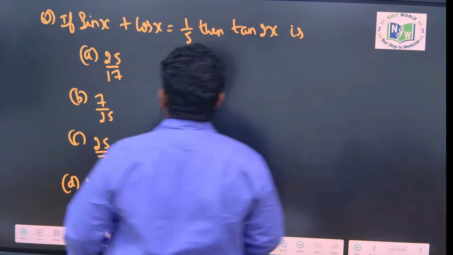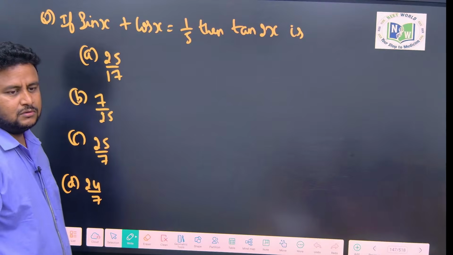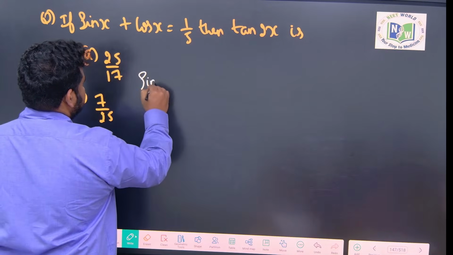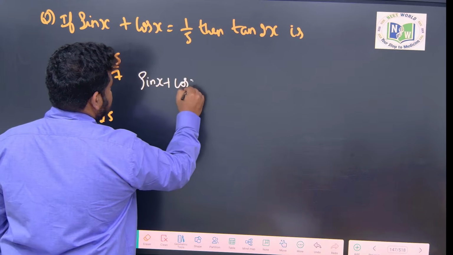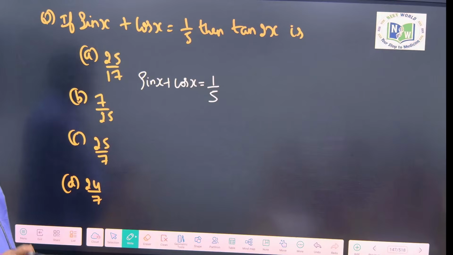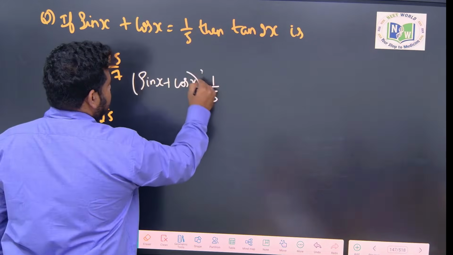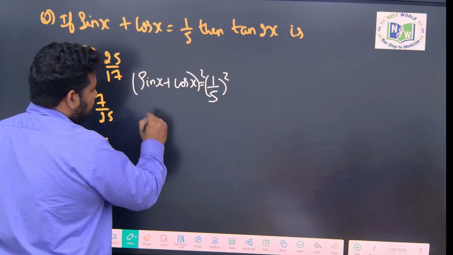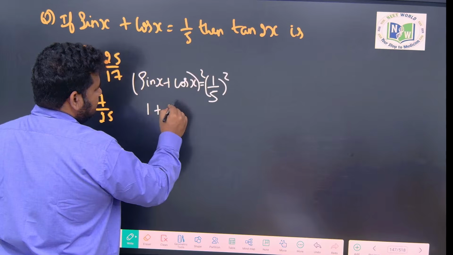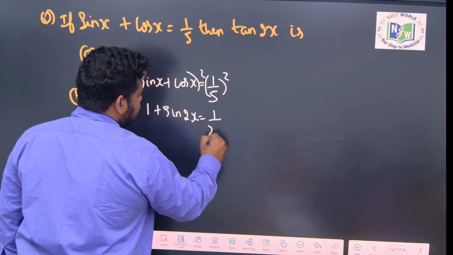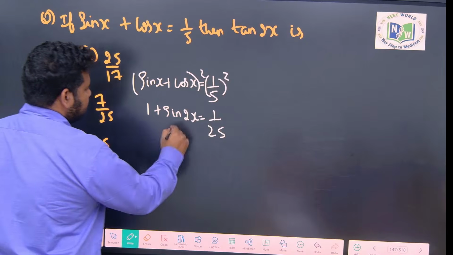Now they are given sin x plus cos x is equal to 1 by 5. They are asking tan 2x. For such types of questions, what you should do? Square on both sides. If I square both sides, it will be 1 by 5 square. This will be sin square plus cos square x is 1, plus 2 sin x cos x is sin 2x. So 1 plus sin 2x is equal to 1 by 25.